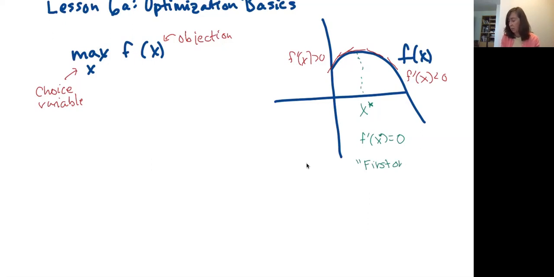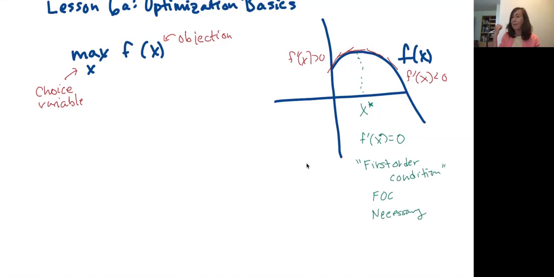Let me try to write that out here. First order condition. You might have learned to abbreviate it FOC. That's how I was taught to do it. And the first order condition is necessary. You're not at the top of the hill unless your first derivative is equal to 0.